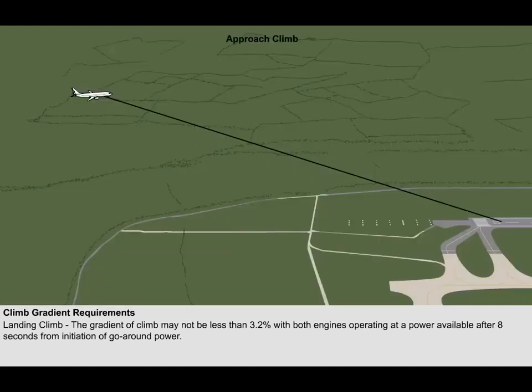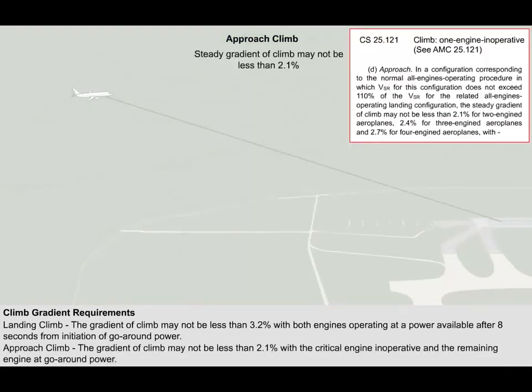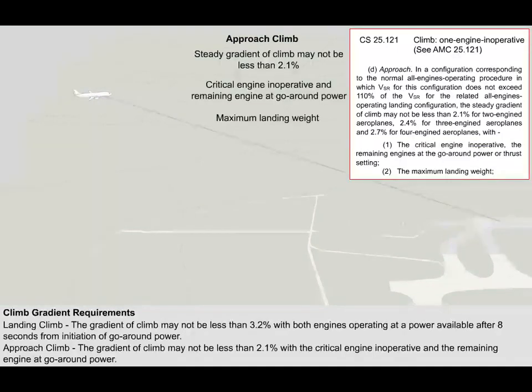The second part of the climb requirement is based on one engine being inoperative and is sometimes called the approach climb. This requirement is intended to guarantee adequate performance in the go-around configuration after an approach with an inoperative engine. The regulations state that the steady gradient of climb may not be less than 2.1% with the critical engine inoperative and the remaining engine at go-around power.